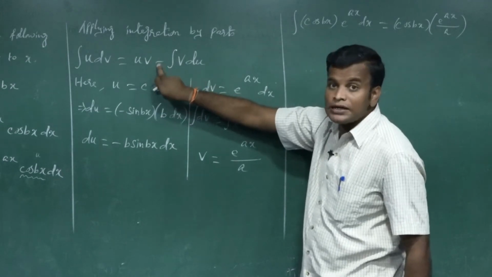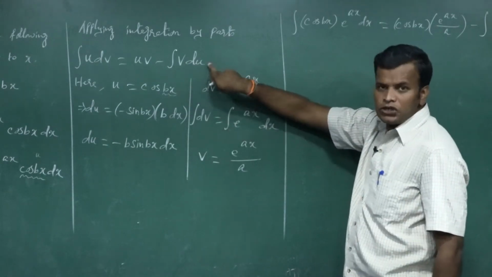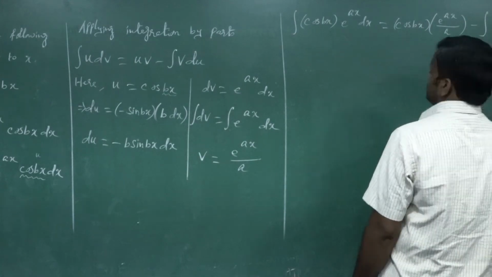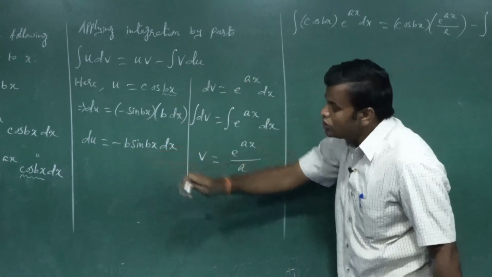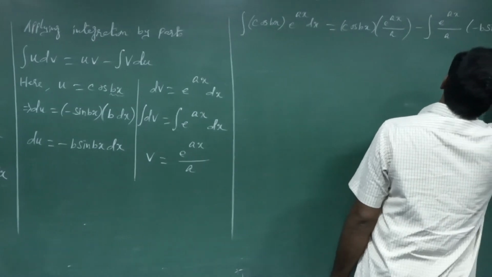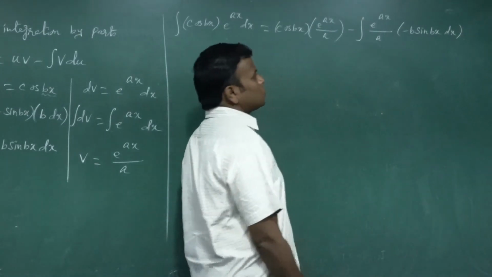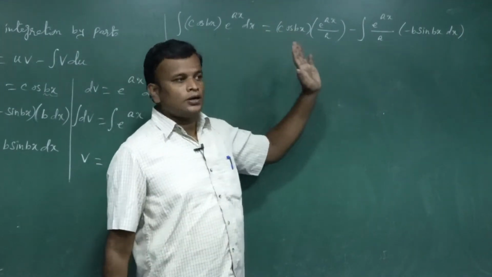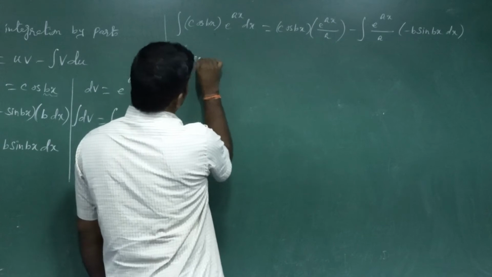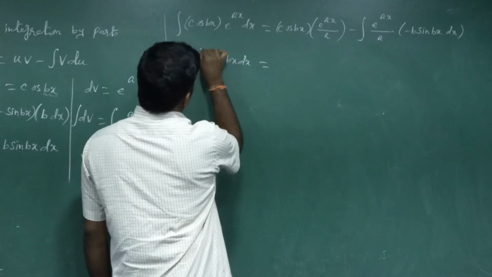By our formula, minus integration symbol, minus integration symbol, again v du. The value of v is e^(ax) by a, and the value of du is minus b sin bx dx. So now we use all values in the formula. I rewrite the LHS as the integral of e^(ax) cos bx dx, all in product.